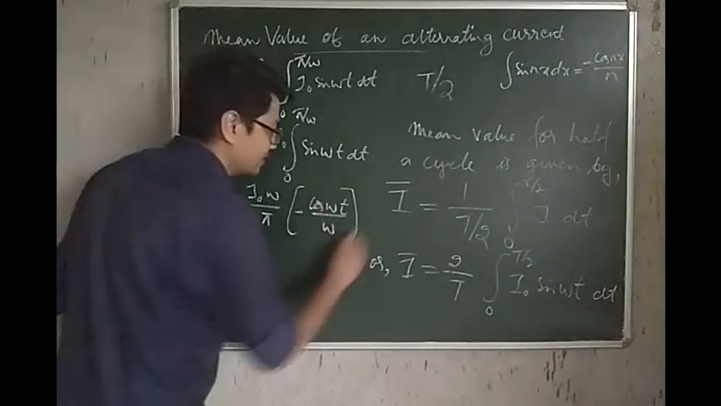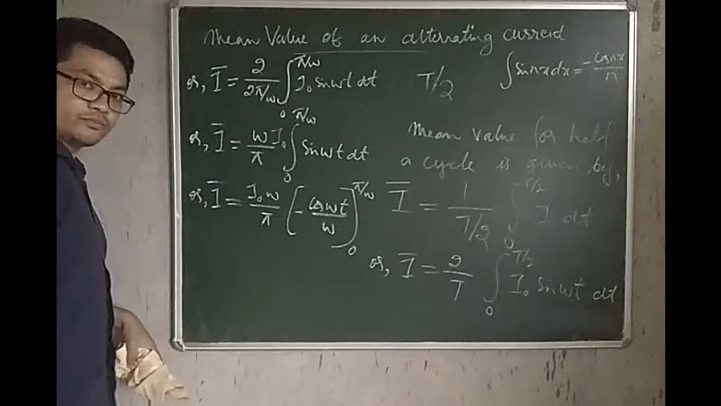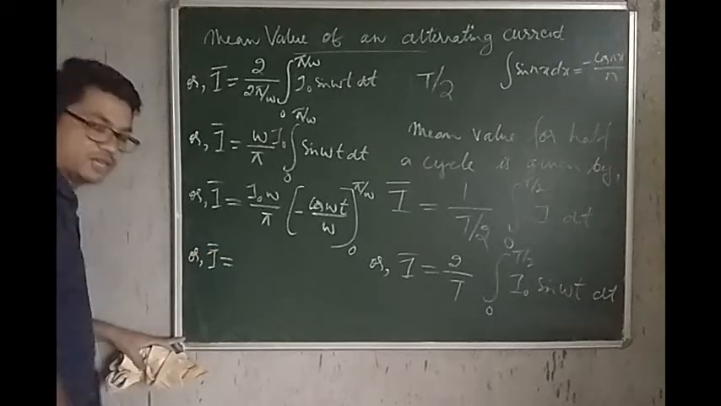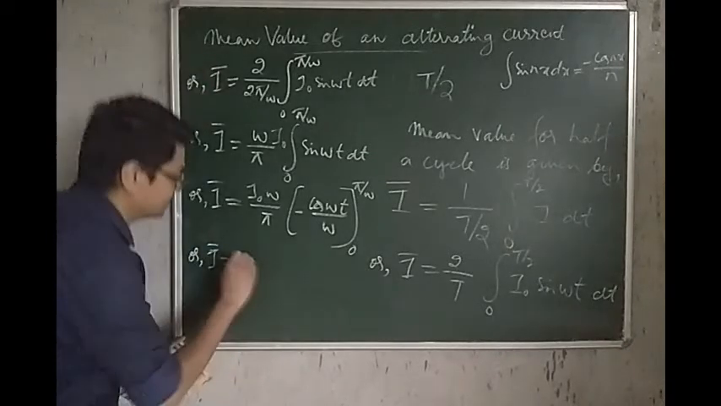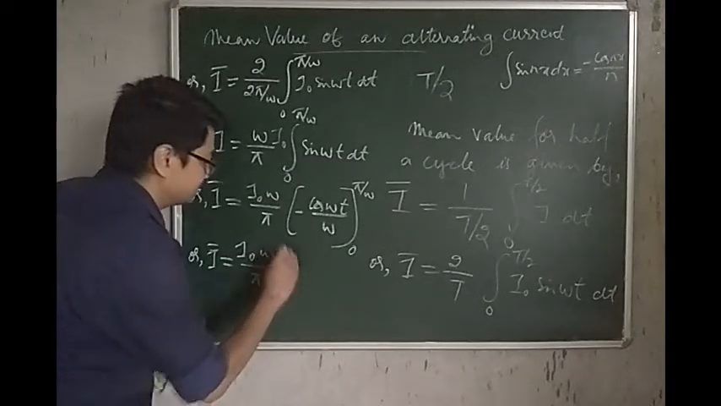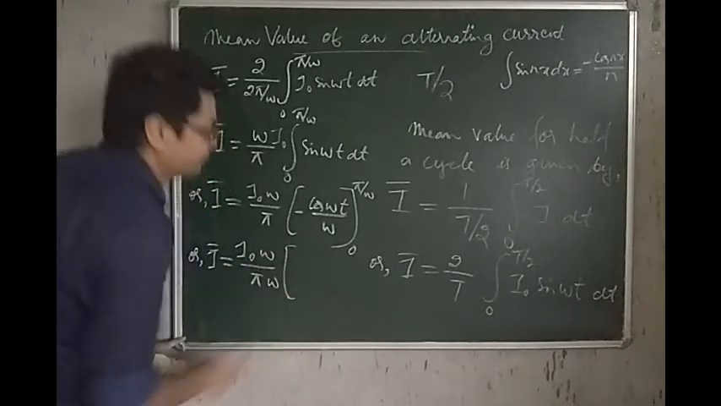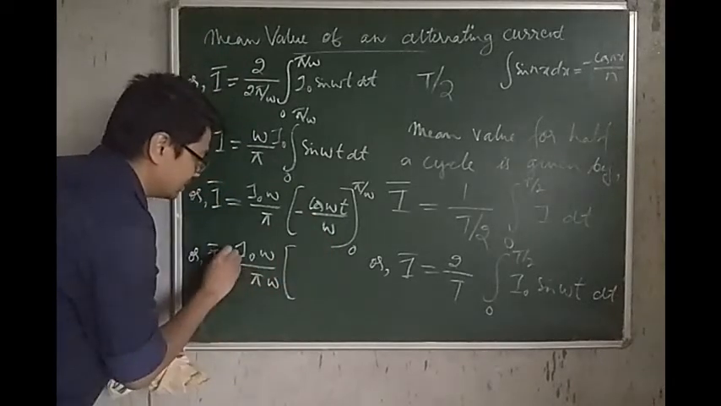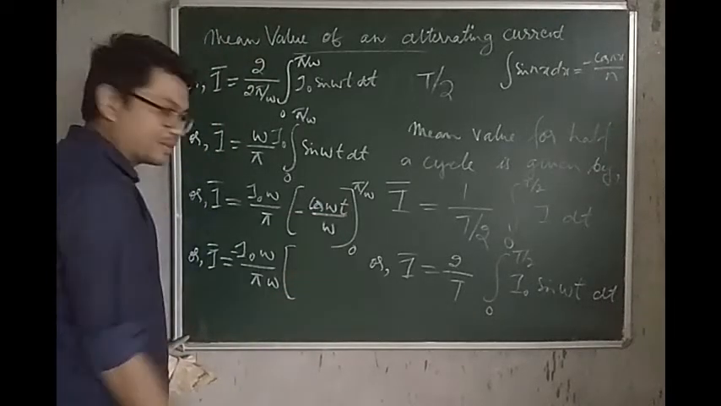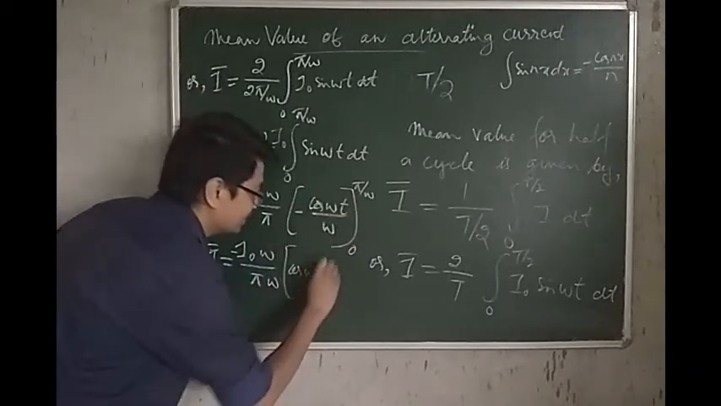Alright, so from there we have this from 0 to pi by omega. So I bar, the mean value of the current for half a cycle, don't forget, is I naught omega by pi. This omega can also be taken out of the bracket. So this omega and the omega in the numerator divide each other out, and the minus sign is also taken out of the bracket. So we only have cos omega t inside the bracket, and we substitute the values. This gives cos omega, where the value of t is pi by omega.